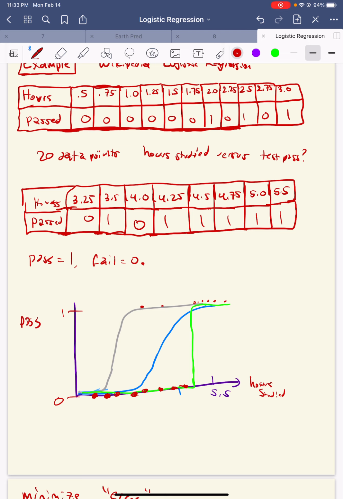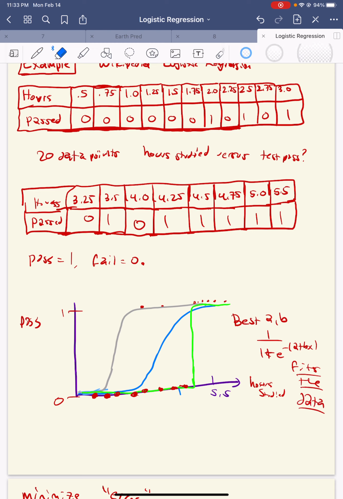And what logistic regression asks is the question: what are the best A and B such that 1 over 1 plus e to the minus (a plus bx) fits the data? So, for example, here I have 3 curves drawn. Is it this one? Is it the gray one? Is it the blue one? Is it the green one? Is it none?